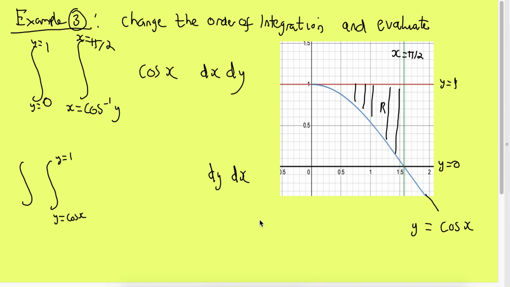Okay, let's look along the way then, right? So along the way, my region starts at x equals 0 and it finishes at x equals pi by 2. There we go. So there I have swapped or changed the order of integration, and remember the middle function cos x stays the same.